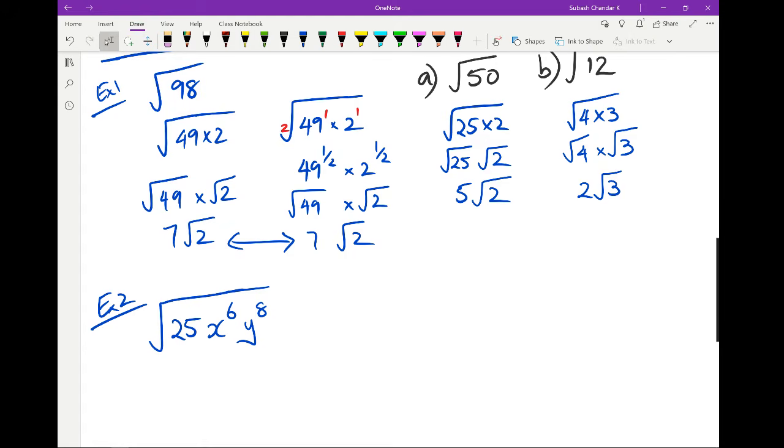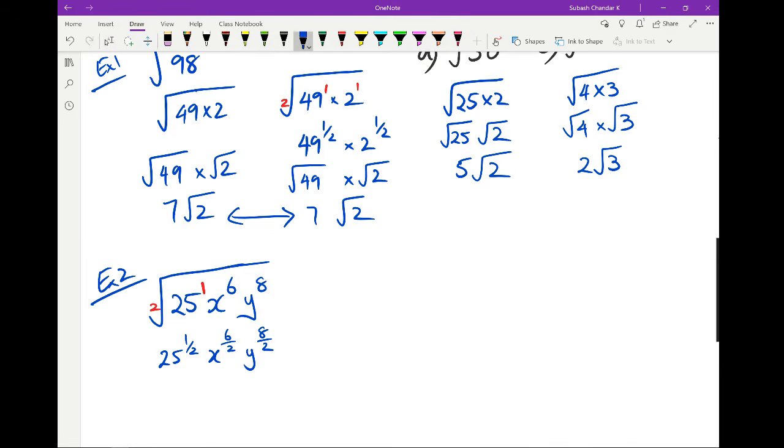All right, what I mean by that is, you can still do it how we did it yesterday. So we could put a little 1 next to 25 and a 2 outside. So what you're going to end up with is 25 to the power of half, x to the power of 6 over 2, y to the power of 8 over 2.